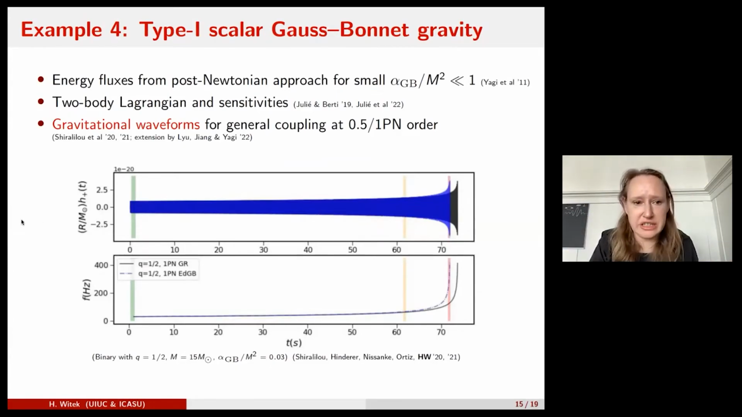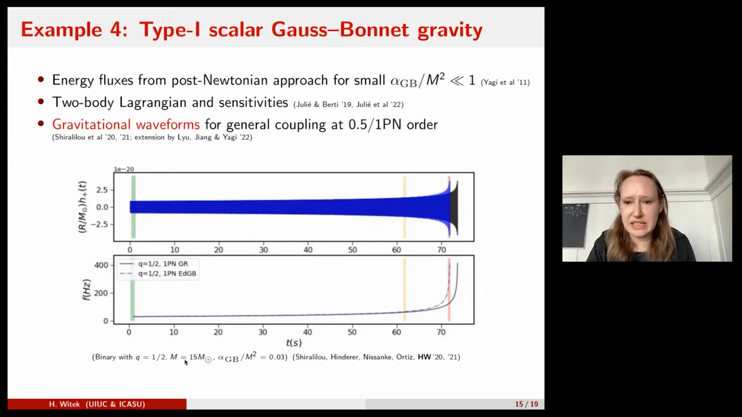What I'm showing you here on the top is h plus polarization as a function of time. Down here, the frequency evolution as a function of time. To be specific, we chose a black hole binary, again with a mass ratio of 1:2, no spins, and we set the total mass of the system to be 15 solar masses. Because we are outside the small coupling regime, we actually had to specify what this dimensionless coupling alpha GB over m squared is.